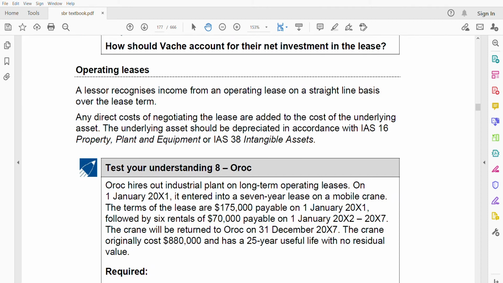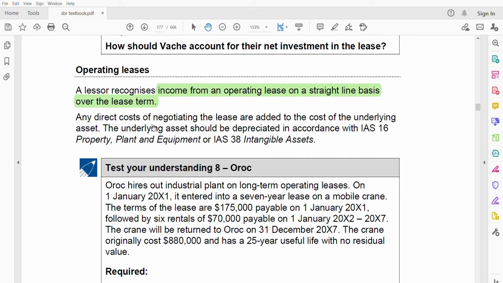Now let us go to the operating lease. Operating lease is much easier than finance lease. A lessor recognizes income from an operating lease on a straight line basis over the lease term. This is very easy. It's an income for them, no? They are receiving the consideration from the lessee, from the operating lease, on a straight line basis over the lease term. You just need to remember this. Let's say your lease term is 5 years. So for 5 years, the income you're receiving, divide that by 5. That is the amount of income you're receiving each year.